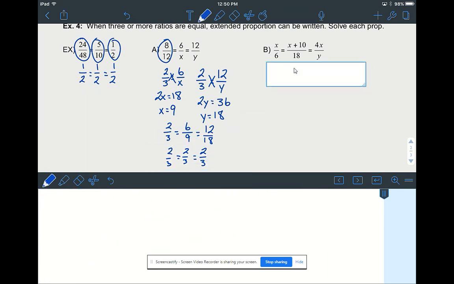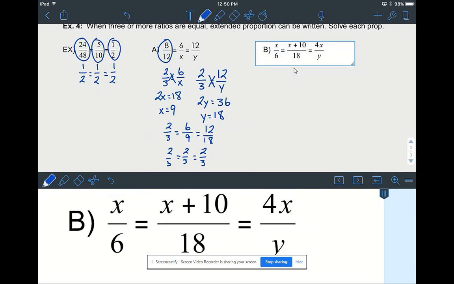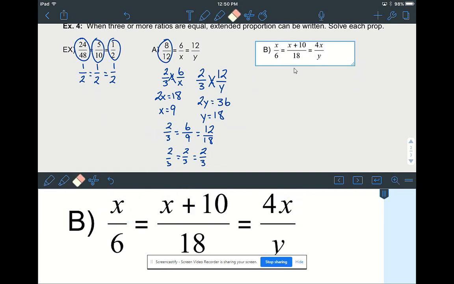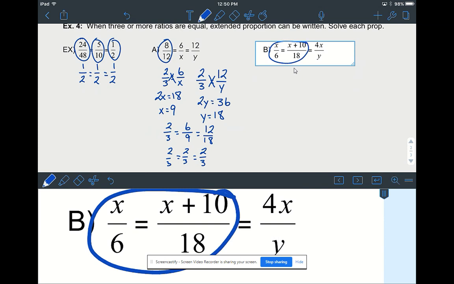All right, B. Okay, so what we're looking at here now is we've got an x, an x, an x, and a y, but we don't have a full ratio to go off of, which is okay. So we are going to split it. I'm going to take the first proportion here, the x's equal to each other, and I'm going to solve this because I don't want to involve the y yet whenever I don't know what x equals.